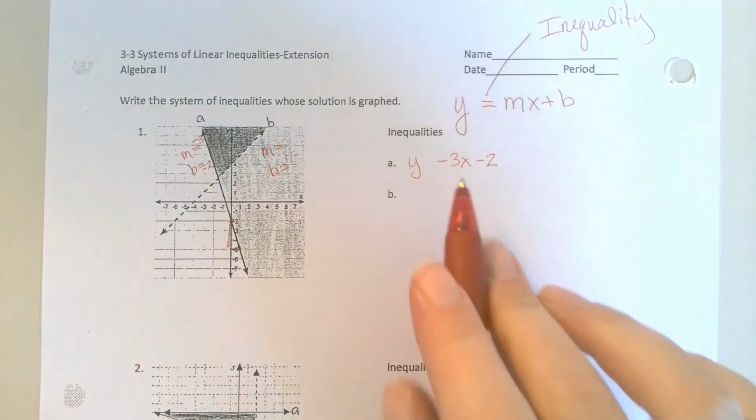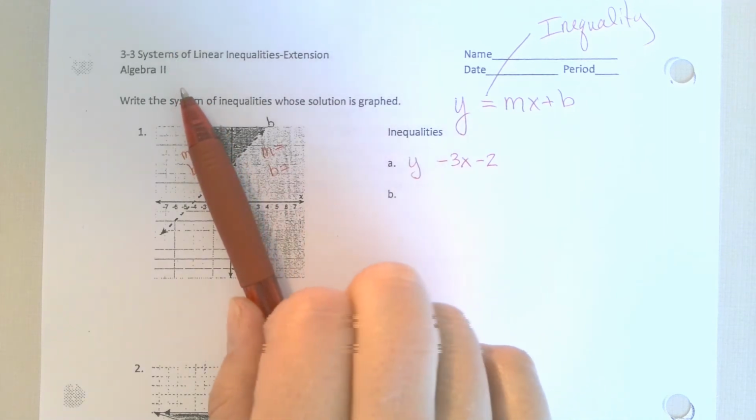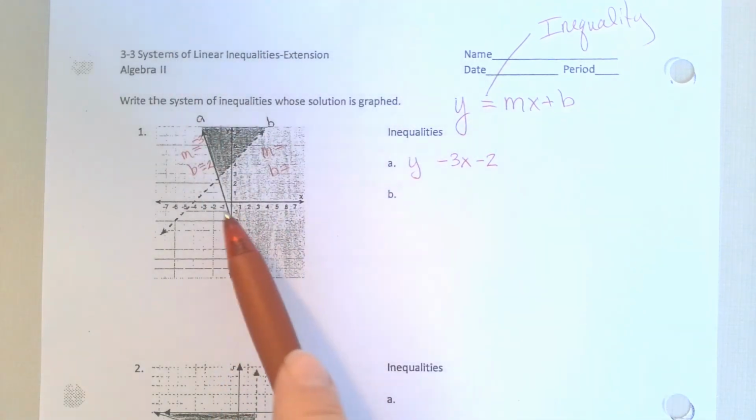Okay, now with this, I need to decide where to shade. It's a solid line, and the shading is going this way, which means it's going up.